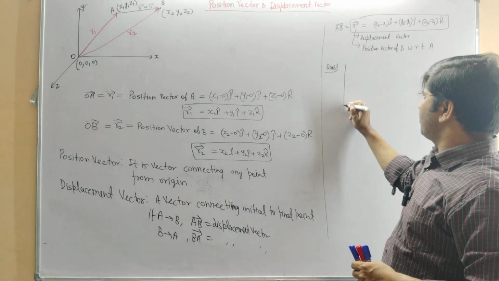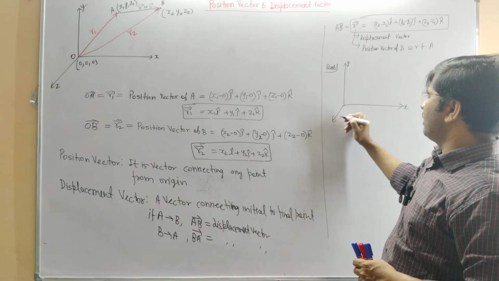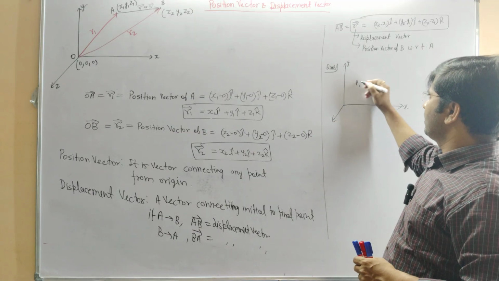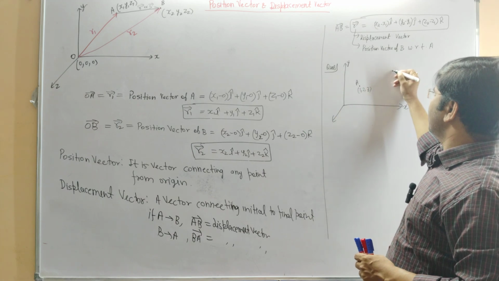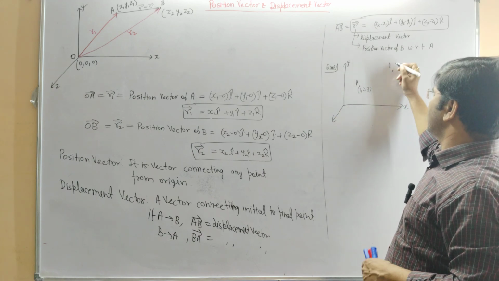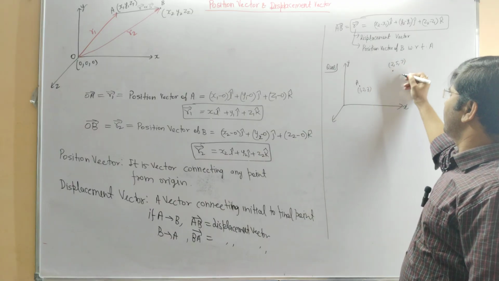So let's take a point here. This is x, this is y, this is z. I'm saying that there is a point A. The coordinate of this point is 1, 2, 3. Here I'm taking another point. Let's take its coordinate as 2, 5, 7. Any general point.